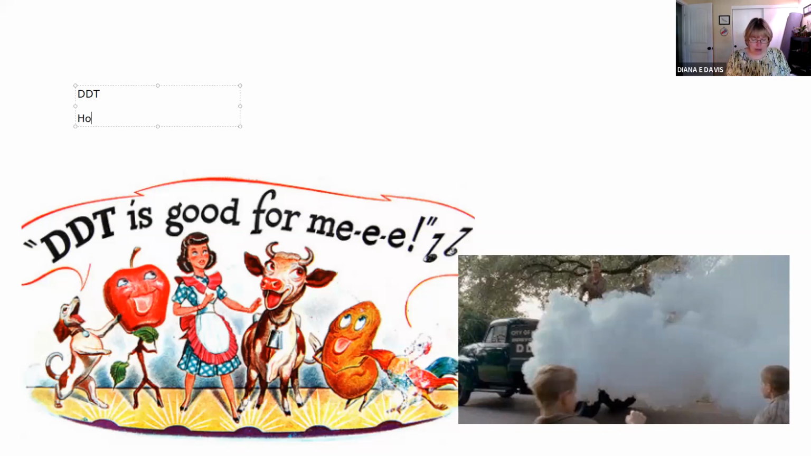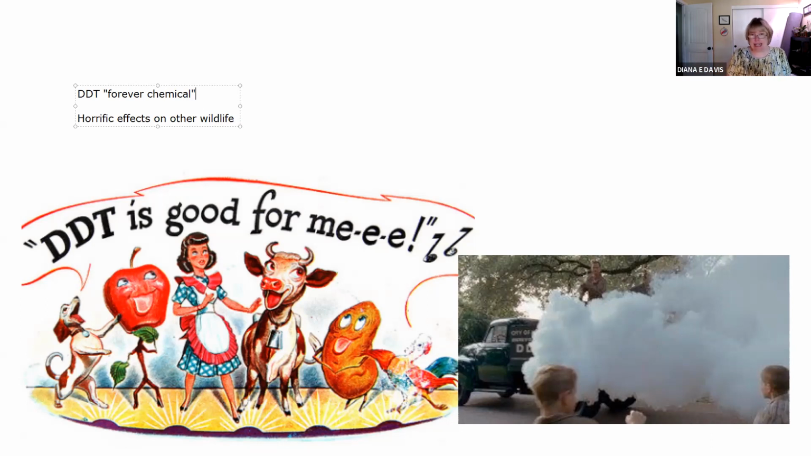DDT also had horrific effects on other wildlife. In the lower 48 states, the bald eagle was nearly wiped out because of DDT. So DDT is what we now call a forever chemical. As far as we know, it doesn't break down. So when you spray DDT to eliminate insects, some of that DDT ends up in the waterways.